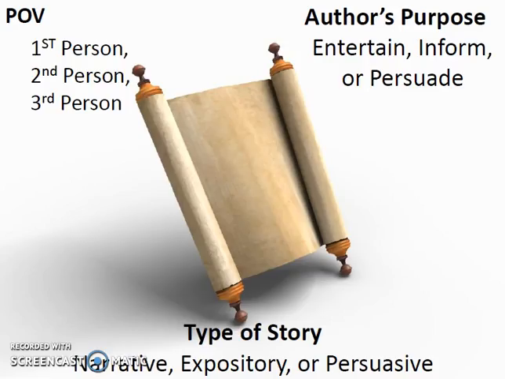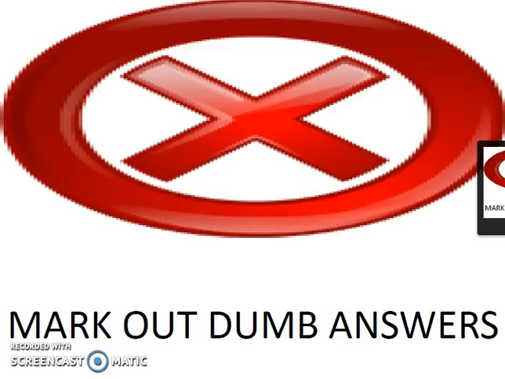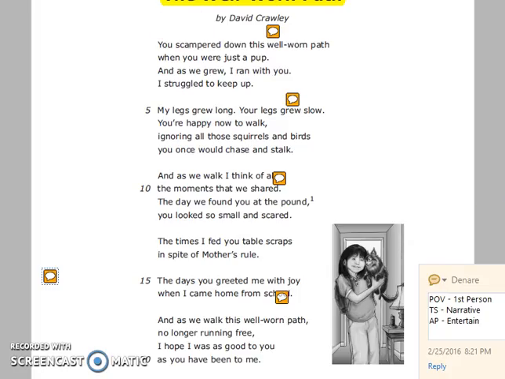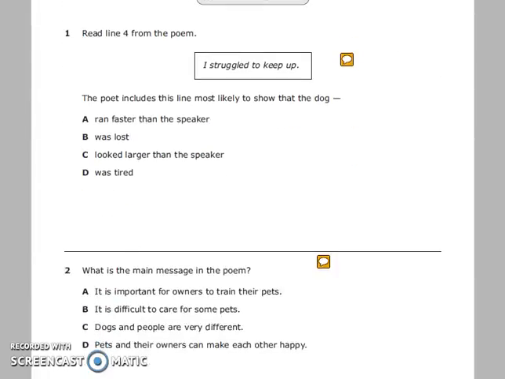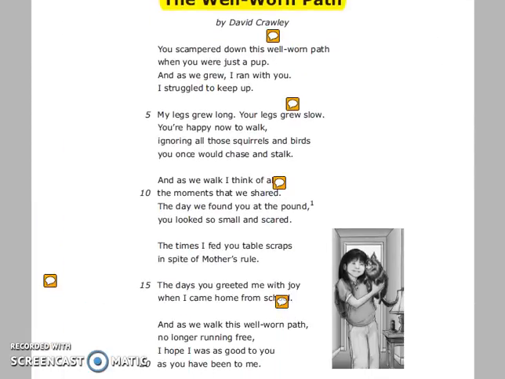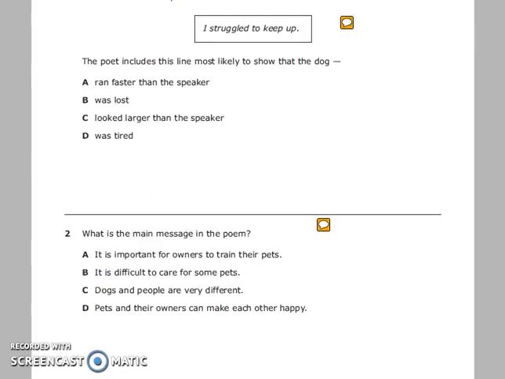Now, after we look at those things, the next step is it's now time to mark out the dumb answers, and then we're going to find the answers. So if we go back in here and go to our actual answer documents, on our questions, this is the time where you would actually read through. For instance, question number 1 says read line 4 from the poem. The first thing we should probably do is go back and find line 4, which is going to be right up here, or right around here. 1, 2, 3, 4, and then 5. And on this test, it actually does have it down there as well, where it says I struggle to keep up.